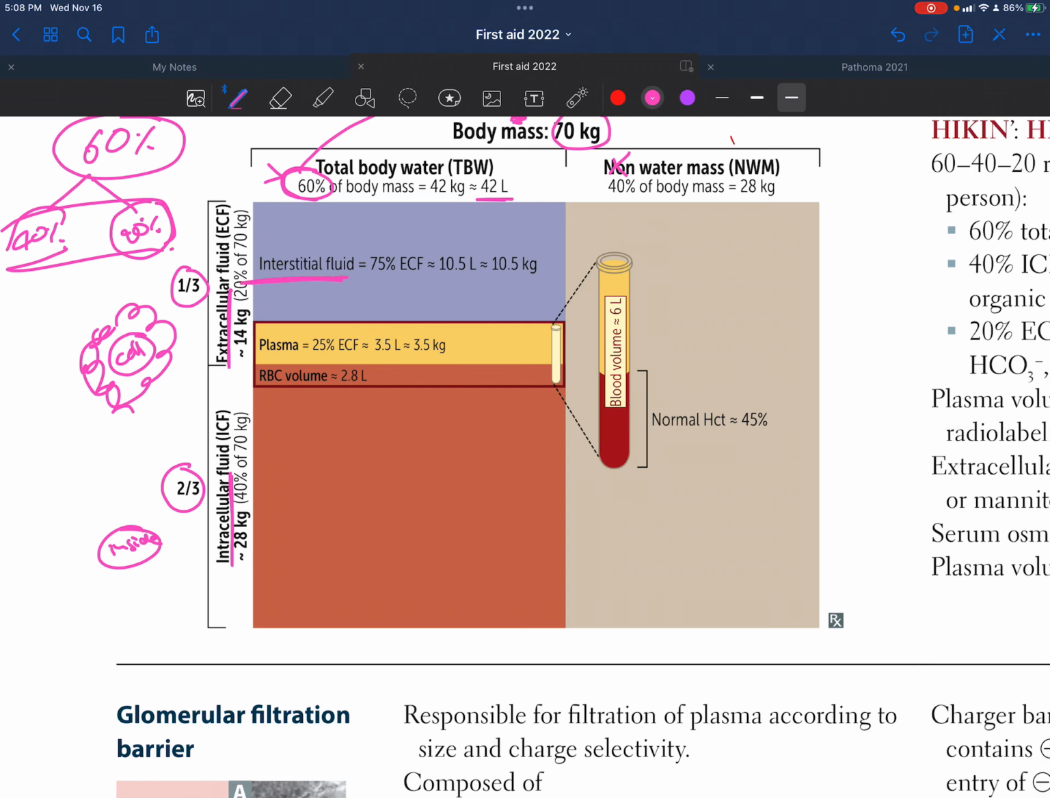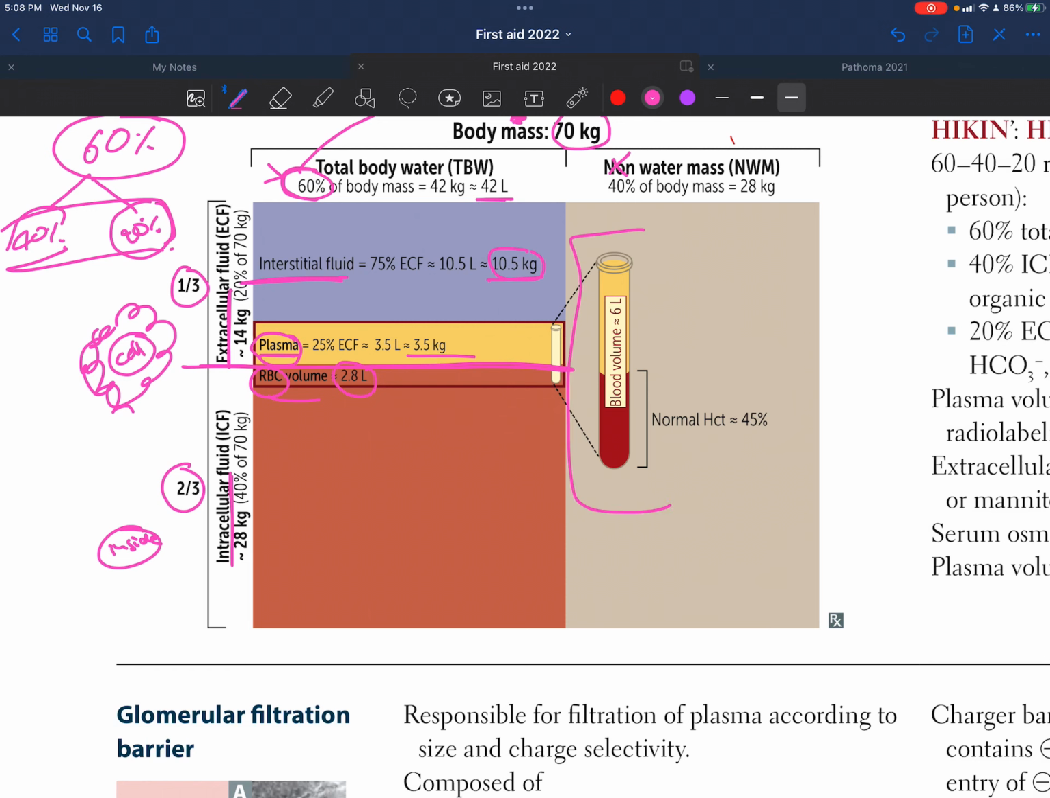The interstitial fluid by itself makes up 10.5 kgs, and within that, of course, there's another part of the extracellular fluid that is not considered interstitium, that is the plasma, and it exists in blood. So the plasma of the blood makes 3.5 kilos, while the RBC volume makes 2.8 liters.